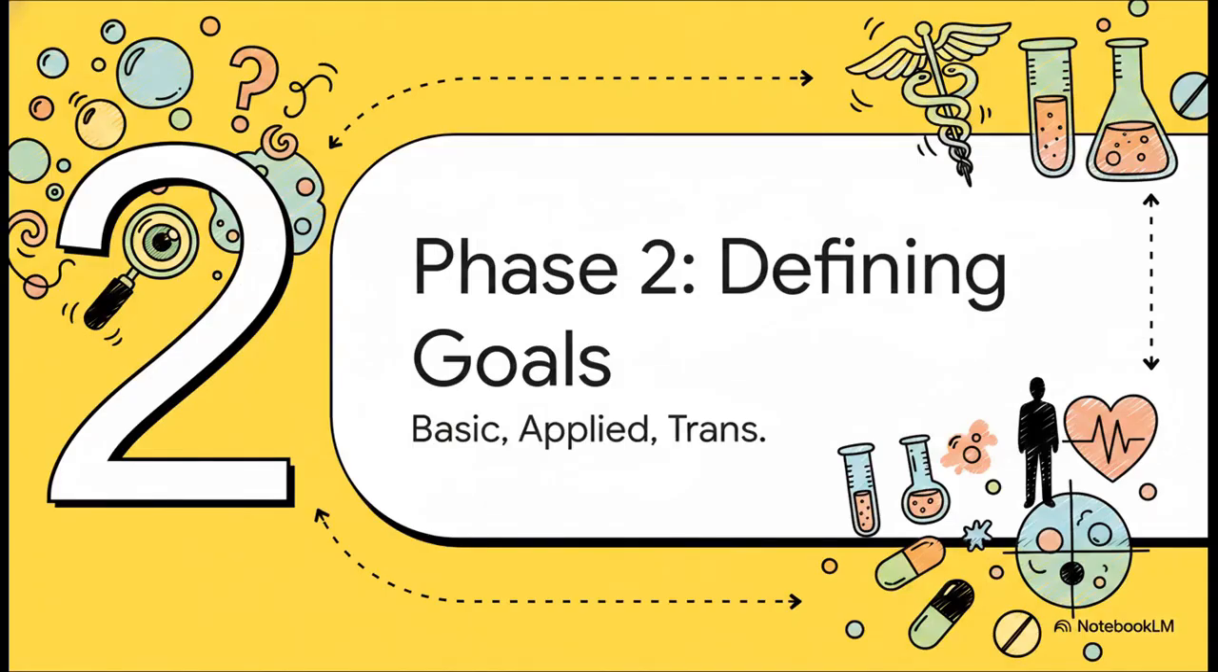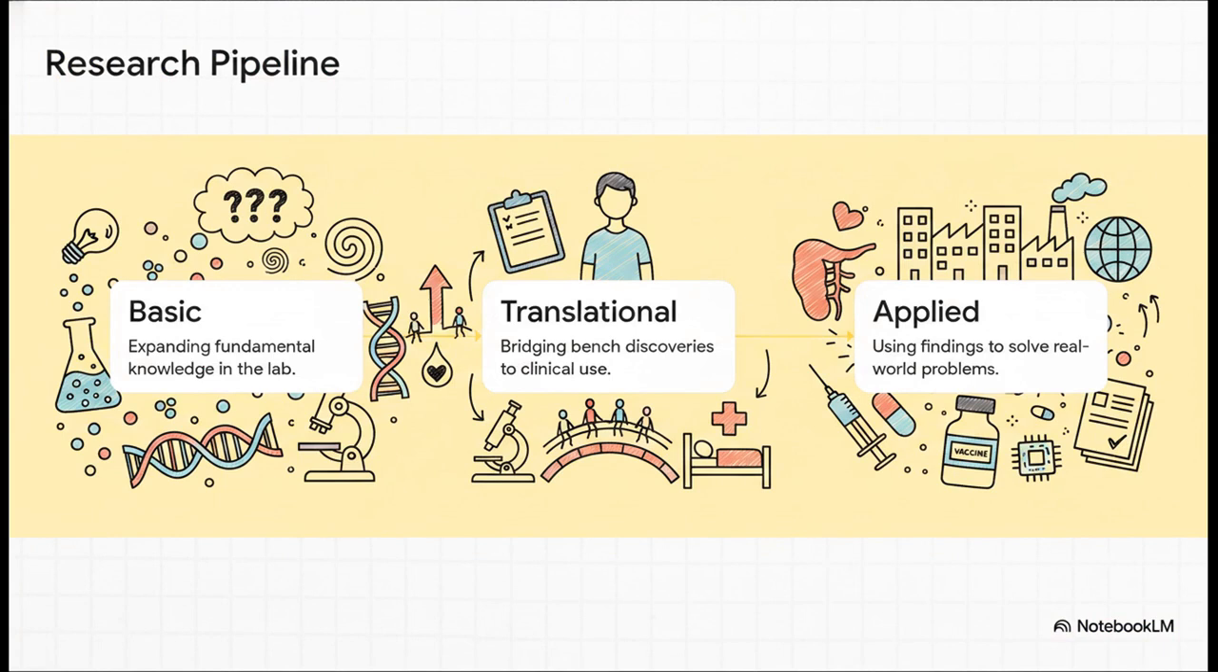Moving right along to phase 2, defining the goal. This covers basic, applied, and translational research. So, you figured out where your data is coming from. Now you gotta ask, why are we even doing this study in the first place? Are we just trying to scratch a scientific itch, or are we actively trying to cure a disease right now? Let's walk through the scientific pipeline.